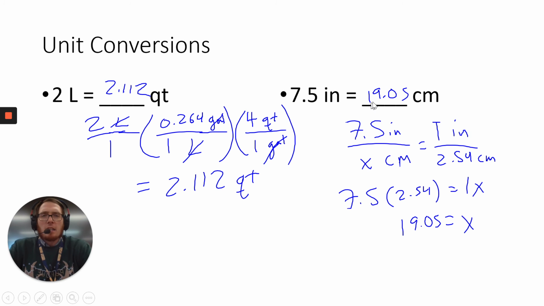The last one's not going to be very bad either. I mean, similar to this first one, you went from metric to customary. This one's going from customary to metric. 7.5 inches over x centimeters, I can set this up as a proportion, would equal 1 inch over 2.54 centimeters. Cross multiply and still find the answer. It'll do the same thing, and you'll get 19.05. You could also do this unit conversion idea in order to find that answer.